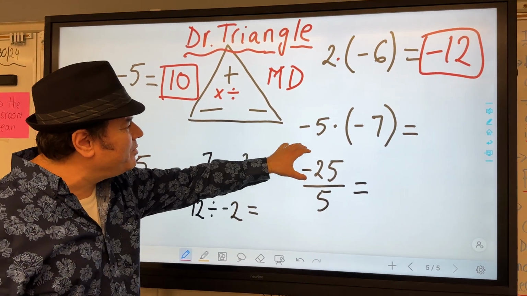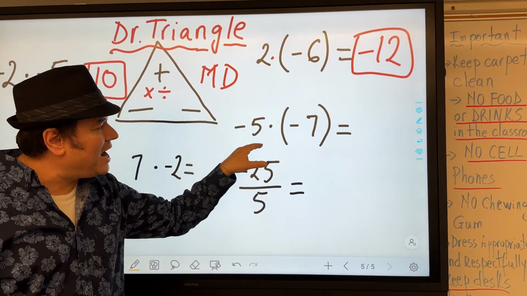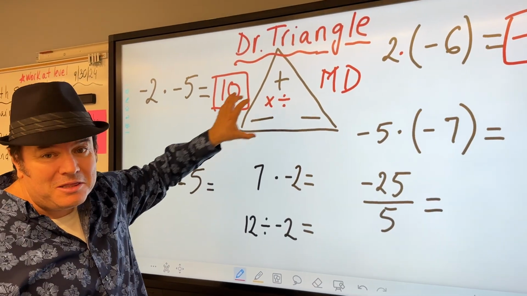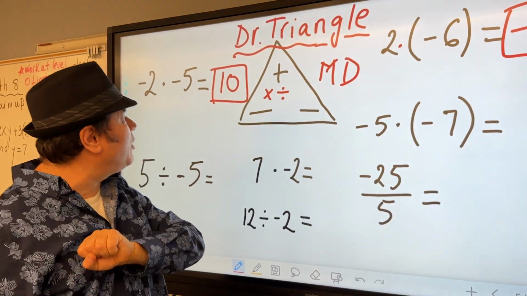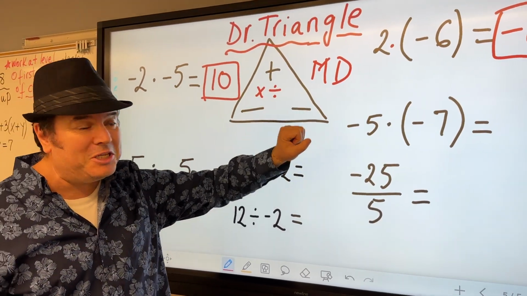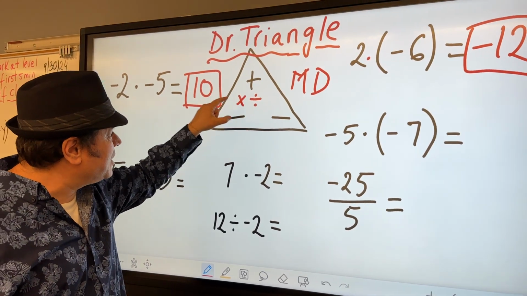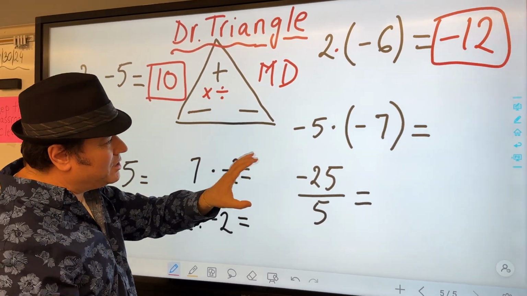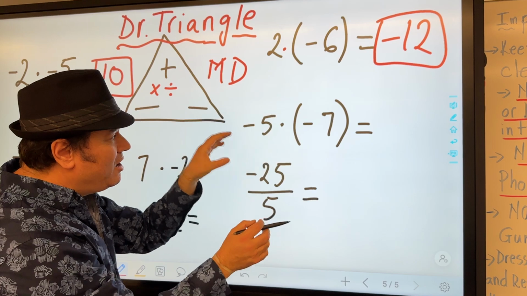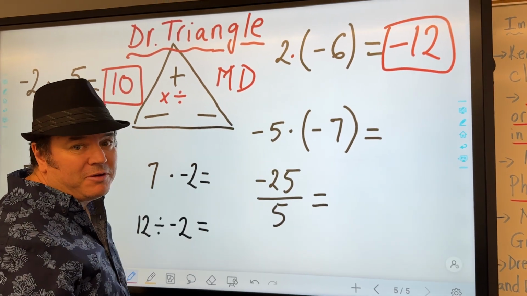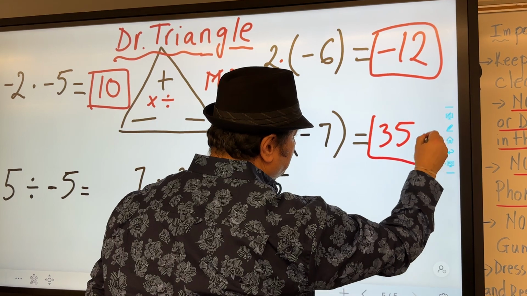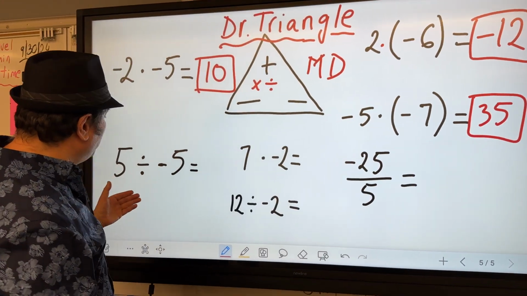Let's look at this problem here. We have -5 times -7. Let's look at Dr. Triangle because Dr. Triangle is going to solve all our problems when it comes to multiplication and division. So we have negative times a negative is going to become a positive. So it's going to be a positive number there. 5 times 7, 7 times 5, 35. Final answer.